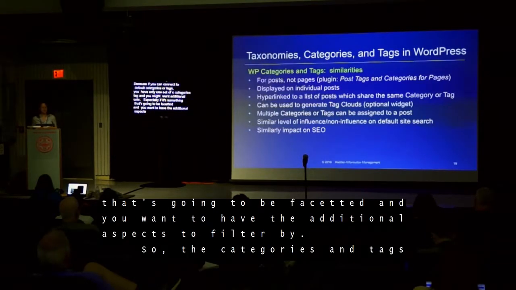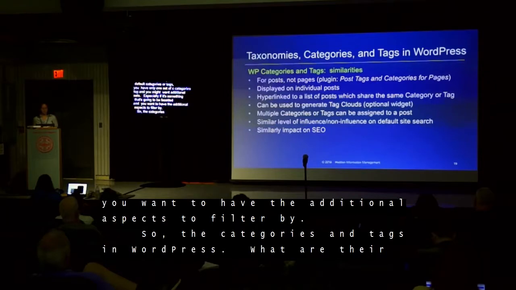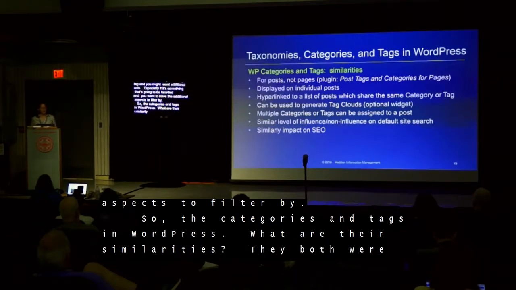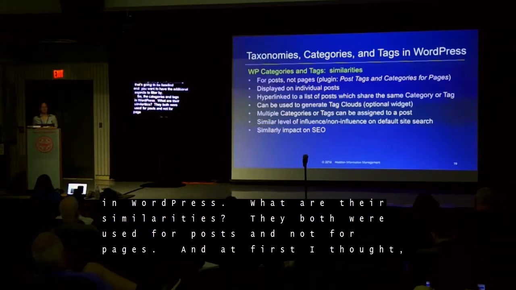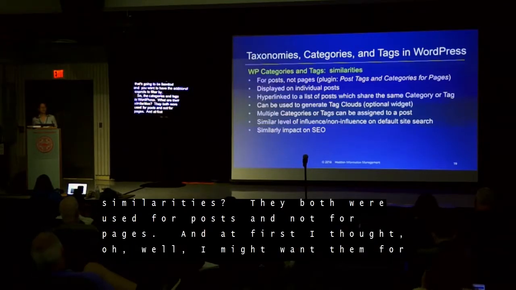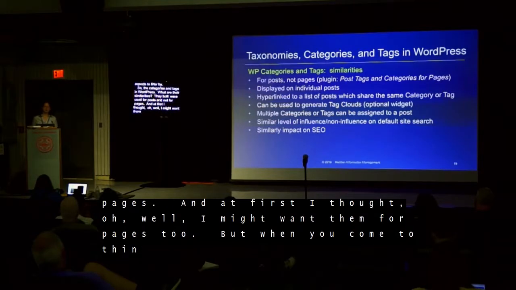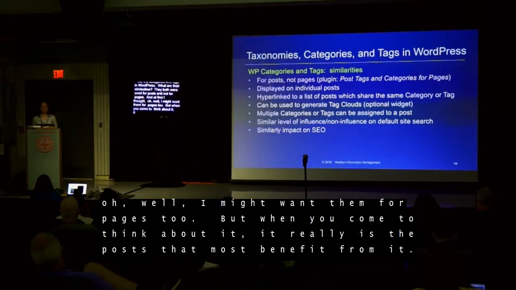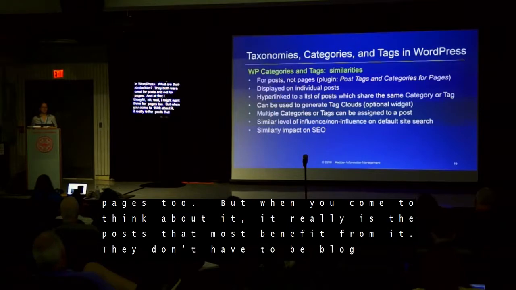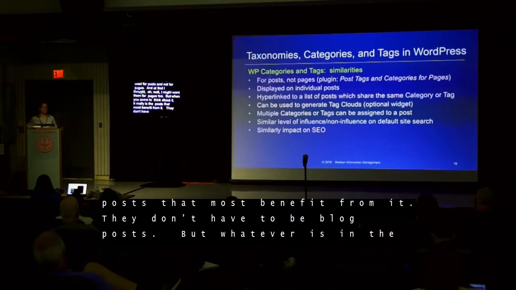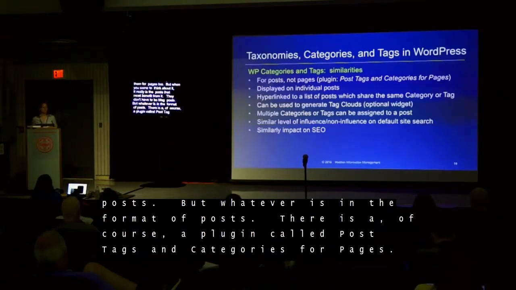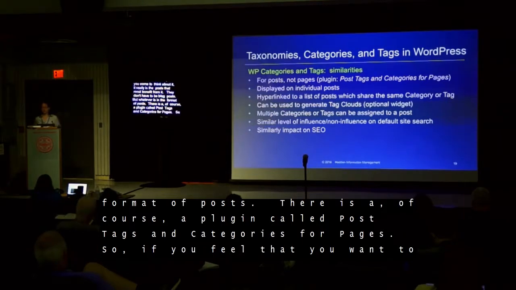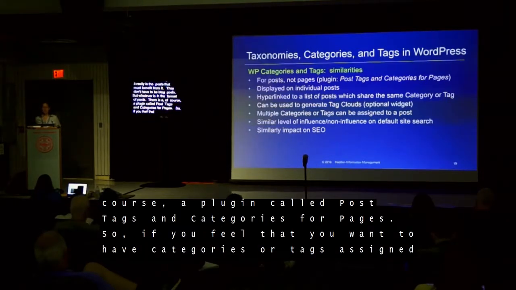So the categories and tags in WordPress, what are their similarities? They both are used for posts and not for pages. And at first I thought, oh, well, I might want them for pages too. But when you come to think about it, it really is the posts that most benefit from it. And they don't have to be blog posts, but whatever is in the format of posts. There is, of course, a plugin called Post Tags and Categories for Pages. So if you feel that you want to have categories or tags assigned to your pages, you may use that.